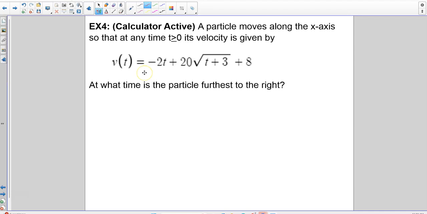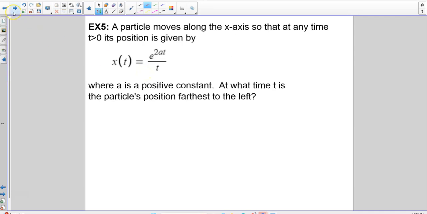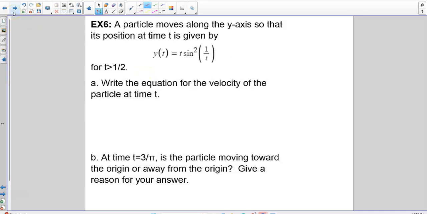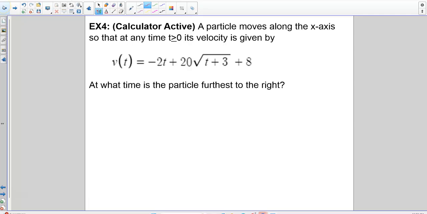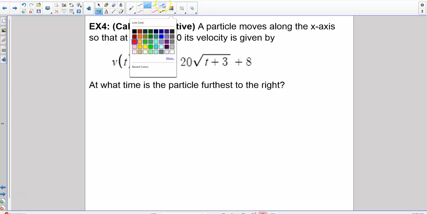Okay, we're going to do 4. We're going to skip 5. And then we're going to do 6, but we're probably going to have to turn 6 into a calculator active question. It's not supposed to be. Skipping 5 is going to make one of your homework questions possibly undoable, but we might look at it tomorrow.